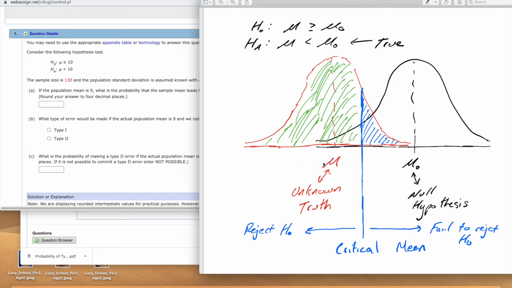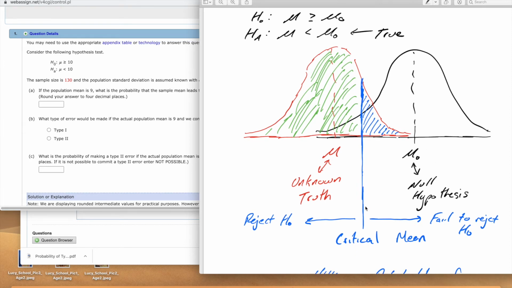The truth is that the alternative hypothesis is true. I want to reject the null. If I land with my X bar, my sample mean, to the left of the blue line, then I will reject the null hypothesis, which is what I want to do in this case. However, if I land to the right then I will fail to reject the null hypothesis, and that's a type 2 error. This problem is basically asking us to calculate the probability that is represented by the blue area, given that the truth is 9 and the null is 10.